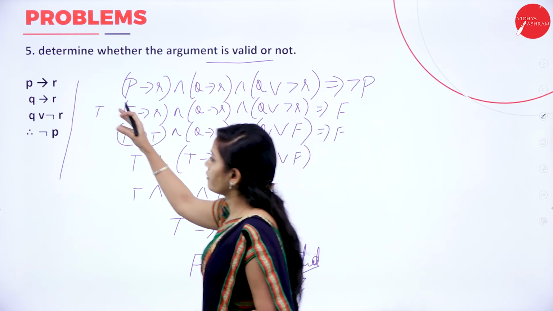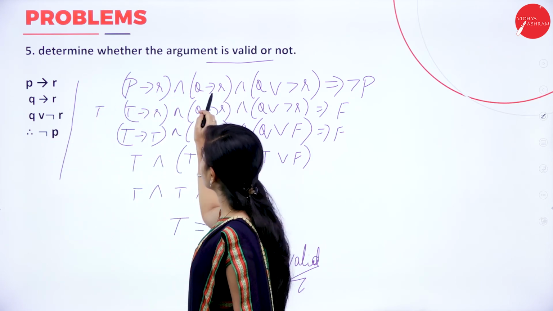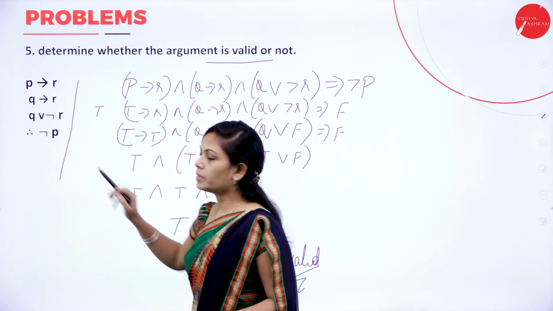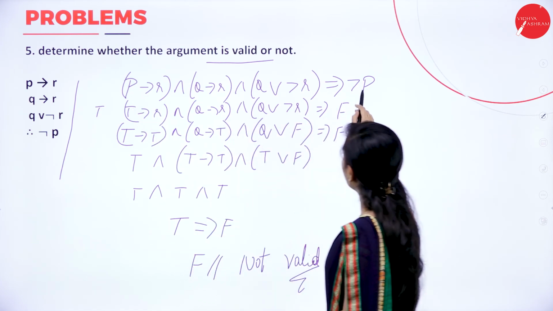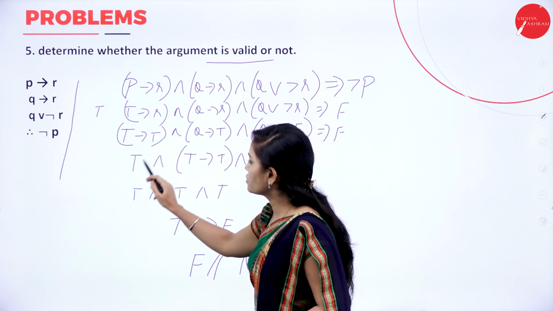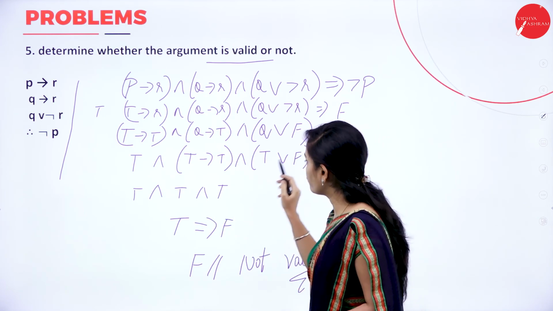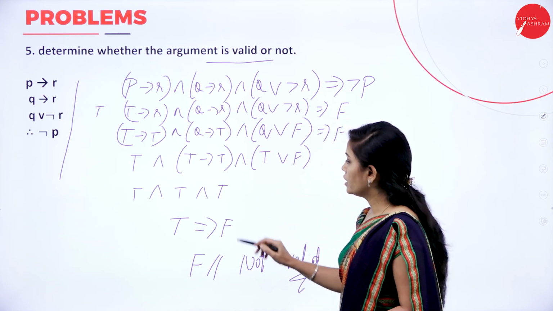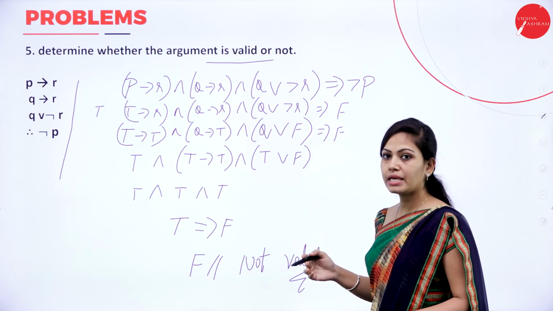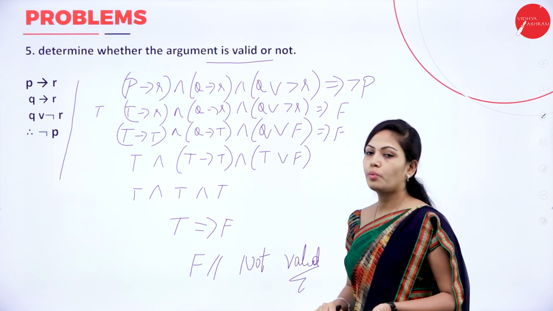Clear? So here they have given the tabular form. So we have to write the statement P implies R and Q implies R, and Q or negation R implies negation P. If P is true, negation P must be false. If R and Q are true, true implies true is true, and true implies true is true, true or false is true. If any one of the statements is true, you will get true. So true and true is true. So here negation P is false. So true implies false is false. So it is not a valid statement.